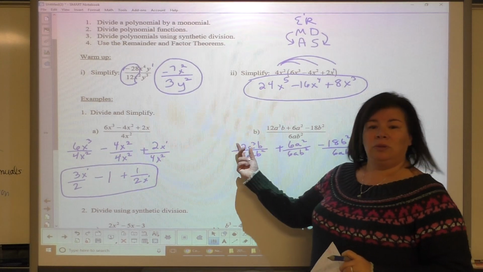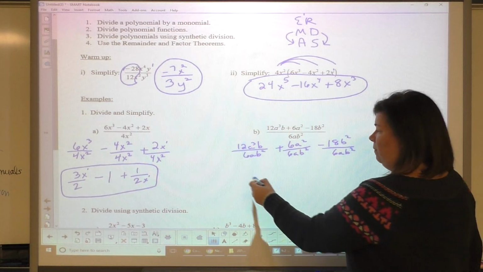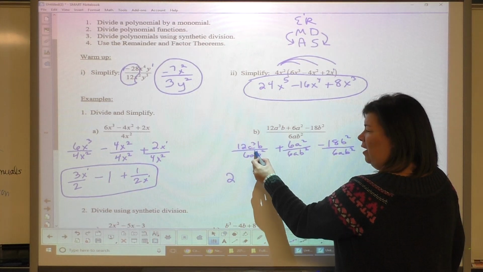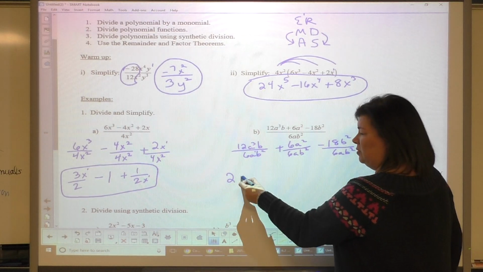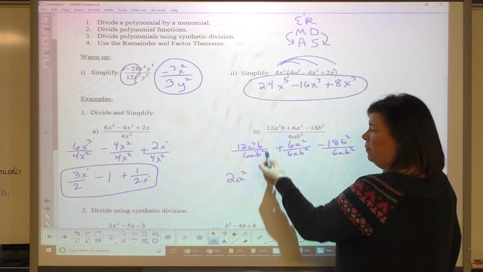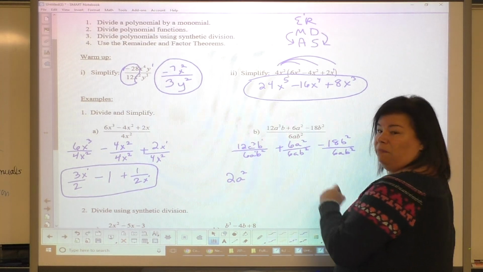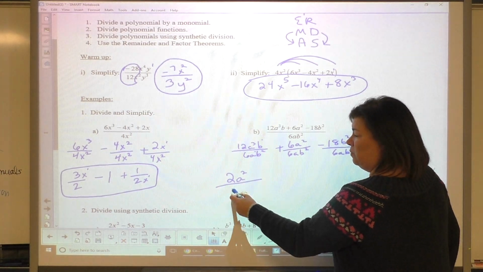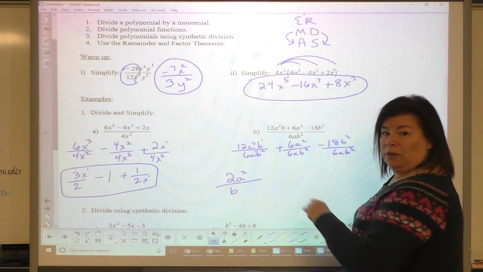All right, well, numerics, we're just dividing. 12 divided by 6 is 2. A cubed divided by a to the first. Again, subtract those exponents. A squared on top. B to the first divided by b squared leaves us with, subtracting, 1b left over in the denominator.